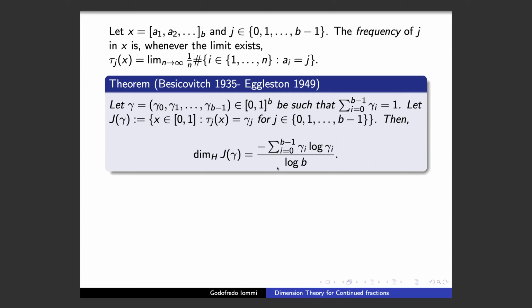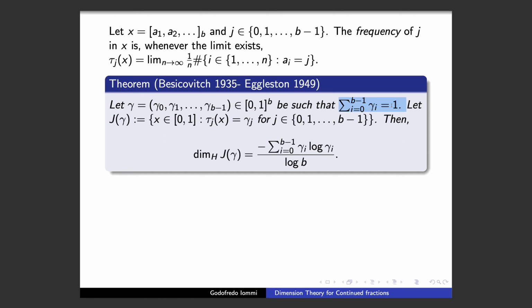You pick a stochastic vector gamma, gamma 0, gamma 1, up to gamma b, such that the sum is equal to 1, and you consider a set of points for which the frequency of each digit is determined by this stochastic vector. So the frequency of 0 is gamma 0, the frequency of 1 is gamma 1, and so on. What they did prove, Besicovitch for base 2 and Eggleston in general, is that the Hausdorff dimension of that set can be explicitly computed and is that formula that I'm presenting there.